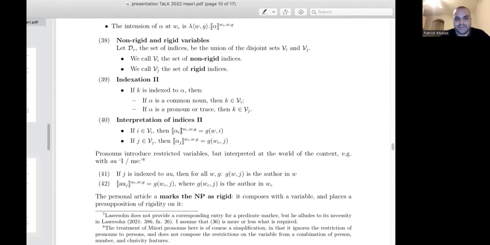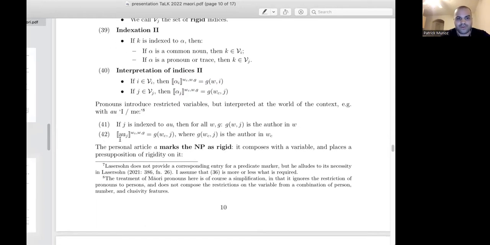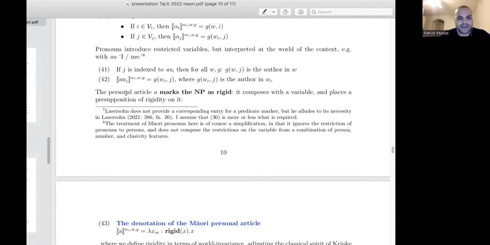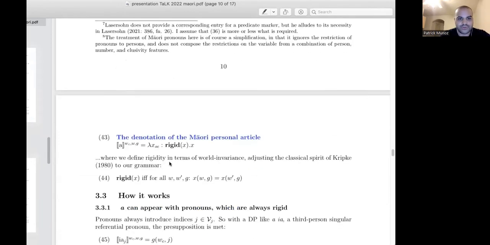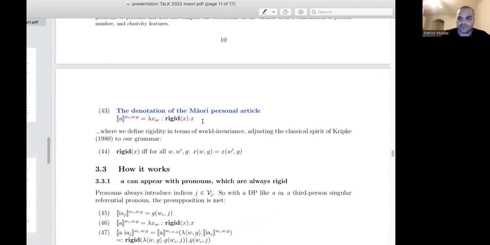Then the non-rigid variables are interpreted relative to the world of evaluation, so modal operators can operate on them and so forth. Rigid ones anchor directly to the world of the context. So a pronoun like ao is going to target the speaker at the world of the context, but it will just be a variable of type E that refers to that speaker. And then you can combine things like ao as well as names, as we'll show, with the marker a, which marks the variable as rigid. It takes the intension of the variable, adds a presupposition that it's rigid, and just gives it right back.